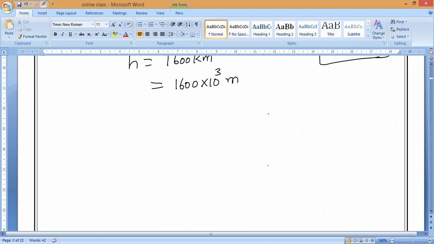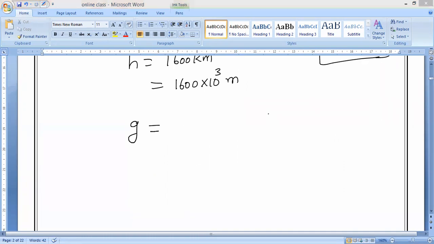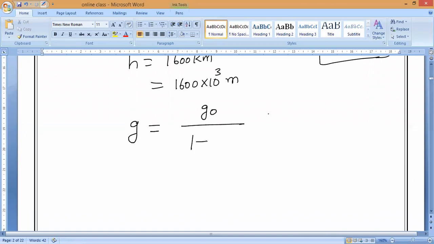So now what is the formula we have to use here, guys? G is equal to G naught divided by 1 plus H divided by R, whole square. Is it yes, guys? That is what you have to remember.